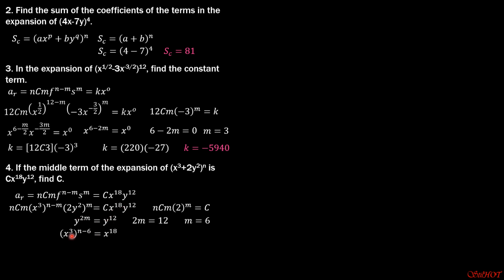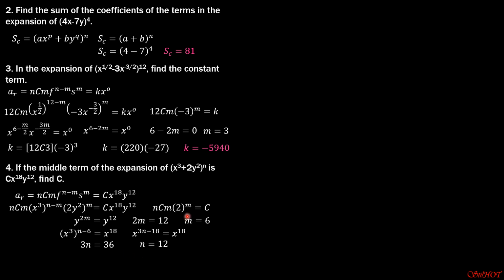So equating exponents of x, 3n minus 18 in the left side, so x to the 18. So 3n minus 18 equals 18, so 3n equals 36. So that means n is 12.